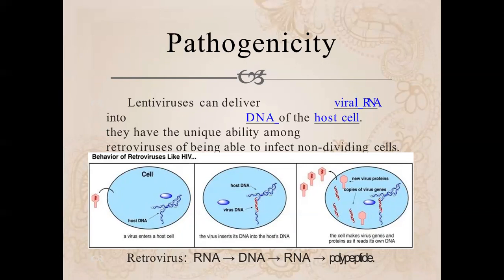So easily a virus can enter a host cell. After that, the virus inserts its DNA into the host DNA. Then the cell makes virus genes and proteins as it reads its own DNA. So it will read the human cell's DNA, and after that the production of the virus's own DNA will begin.